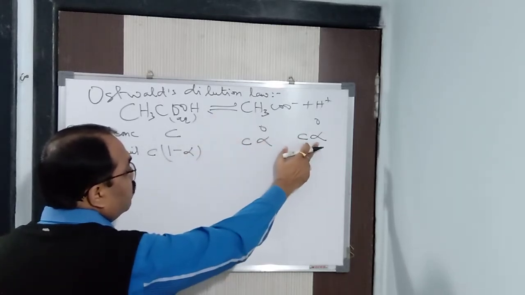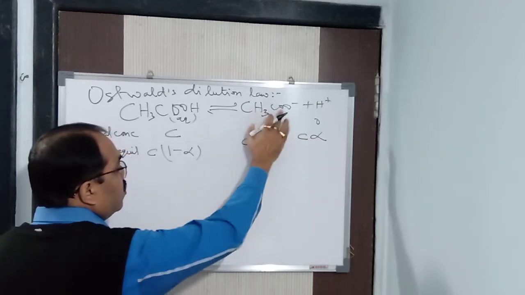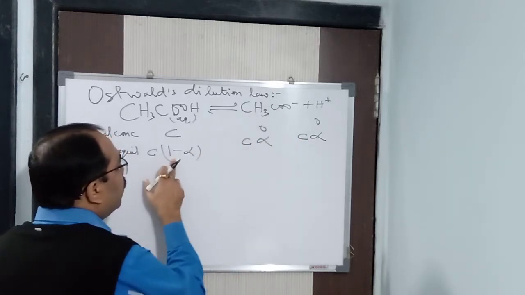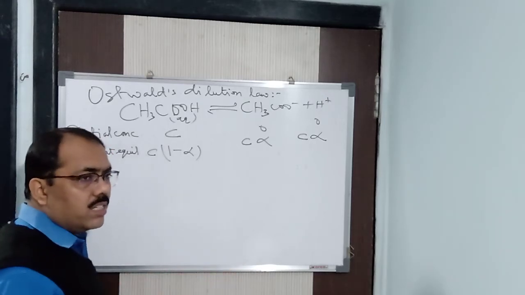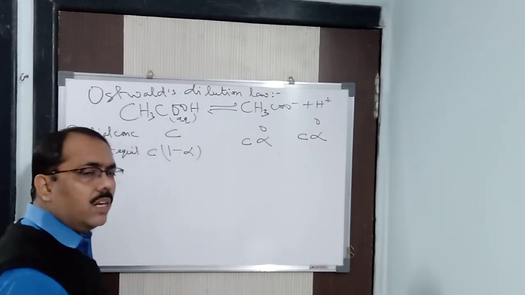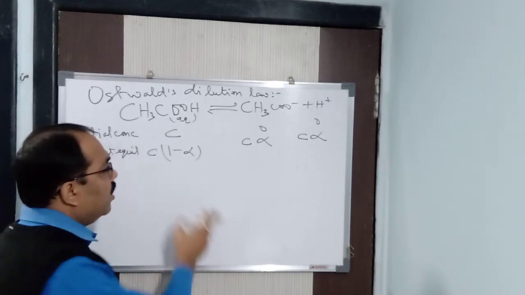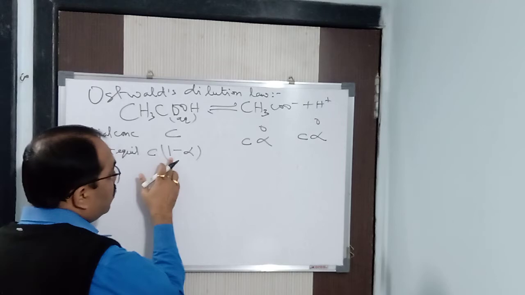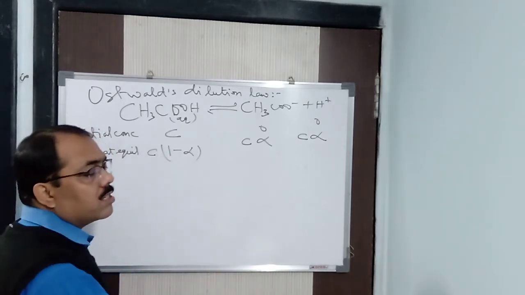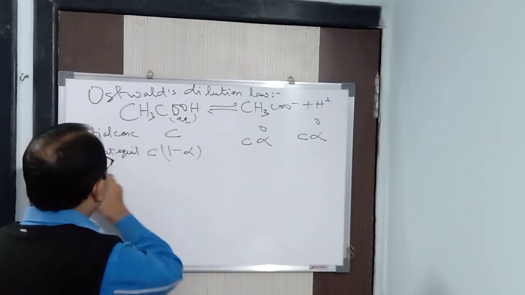At equilibrium, alpha moles of H plus and alpha moles of CH3COO minus are formed. So how much remains here? 1 minus alpha. Here, 1 means 100%, since degree of dissociation is measured in terms of percentage. But we are not writing in percentage here, we are writing only the number, so it is alpha, and 1 minus alpha is also a number. So now the concentrations are set.